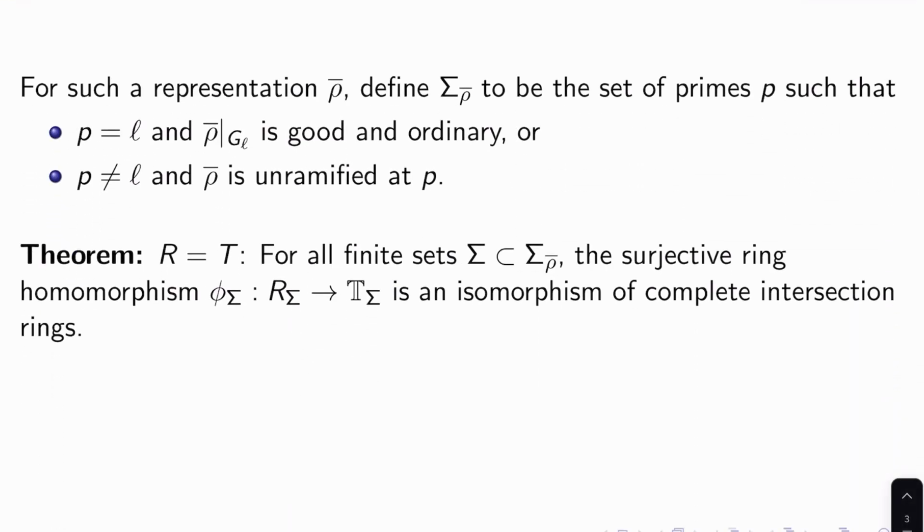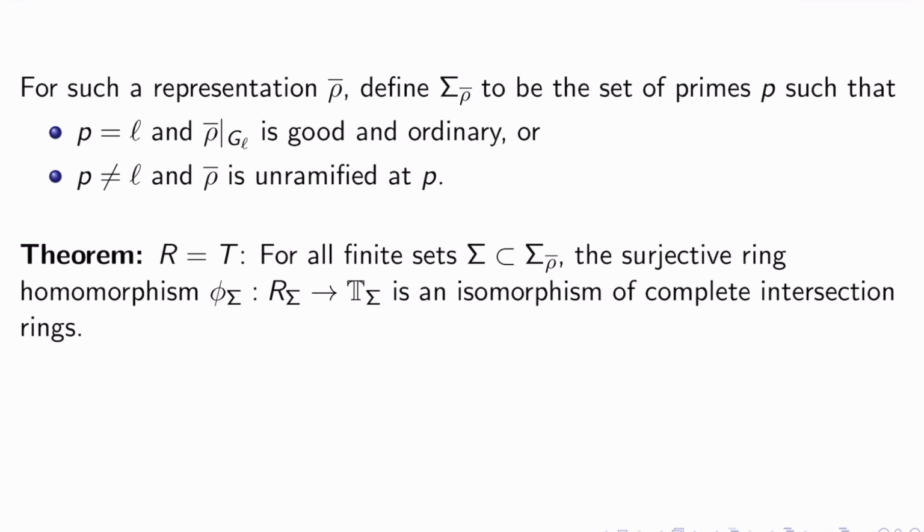Okay. For such a representation rho bar, we'll define sigma sub rho bar to be the set of primes P such that either P is L and rho bar restricted to G sub L is good and ordinary, or P isn't L and rho bar is unramified at P. Remember always, at L, the correct analog of unramified is flatness, which is good plus ordinary.